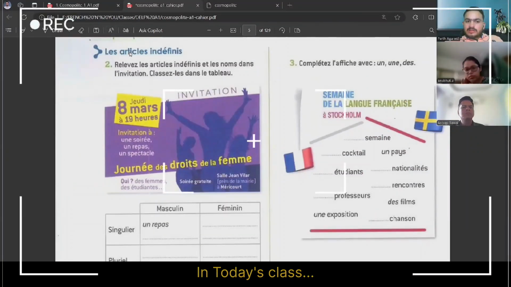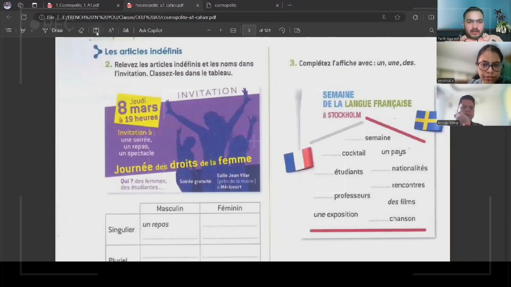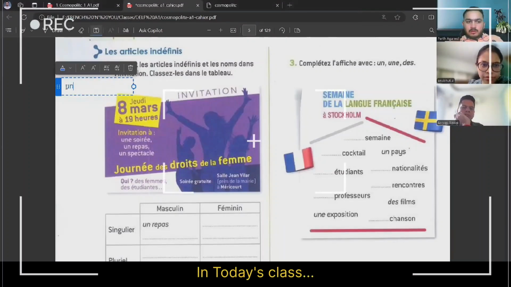So question number 2 is indefinite article, and indefinite article as we studied already.